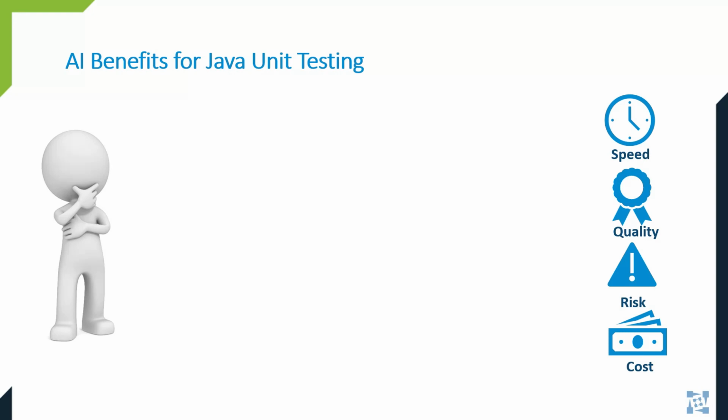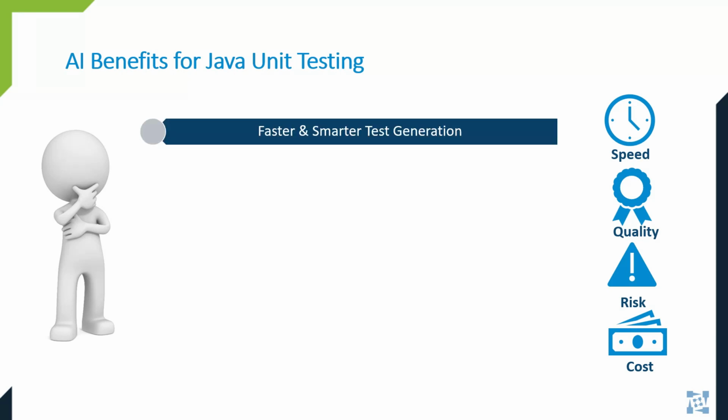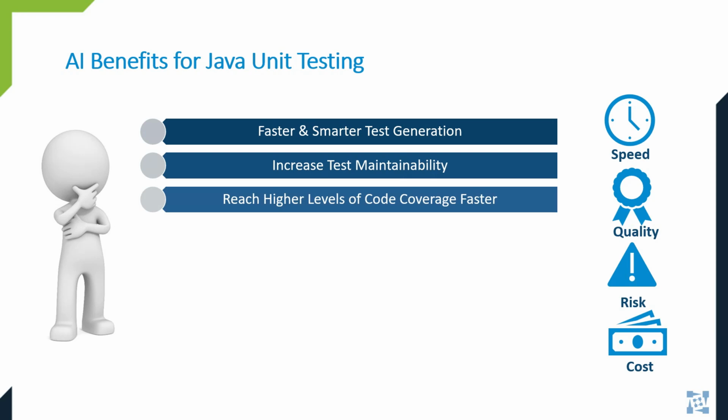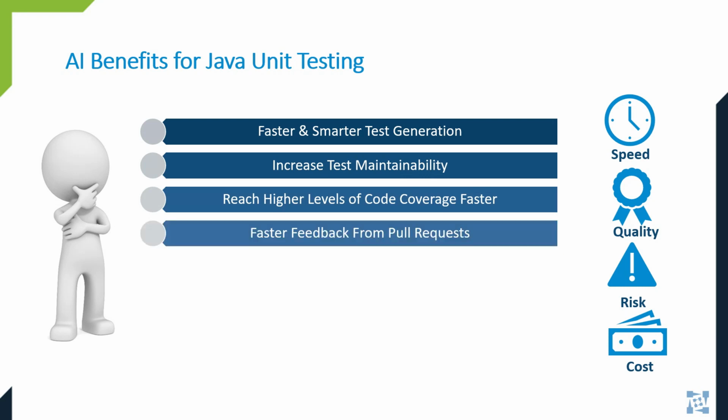Now, let's do a quick recap on the benefits AI brings to unit testing before we wrap up. So, first off, faster and smarter test creation with test cases that validate functionality and effectively drive code coverage. It provides more stable and maintainable test cases when it comes down to test generation. And customers are able to reach higher levels of code coverage faster with the AI recommendations. They also are able to enjoy faster feedback from pull requests with the test impact analysis capabilities.